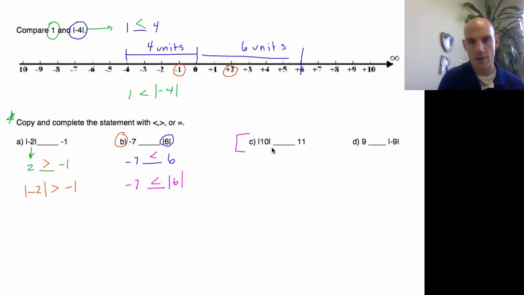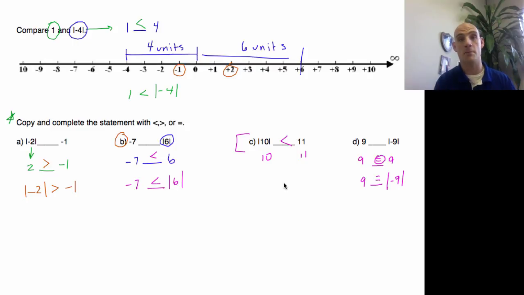In C, the absolute value of 10 is 10. I'm comparing that to 11, so 11 is bigger. In D, I'm comparing 9 to the absolute value of -9, so I'm comparing 9 to 9, so those are going to be equal. So 9 is equal to the absolute value of -9 because it's 9 steps from 0.